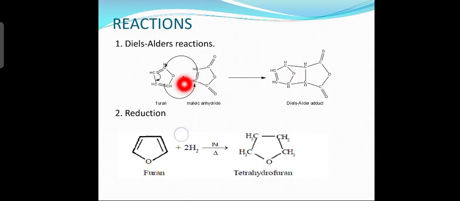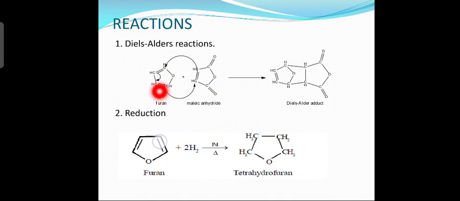First one is the Diels-Alder reaction. So what is Diels-Alder reaction? It is the reaction between furan and maleic anhydride, to give an adduct. Adduct is nothing but addition product formed. So furan combines with the maleic anhydride.